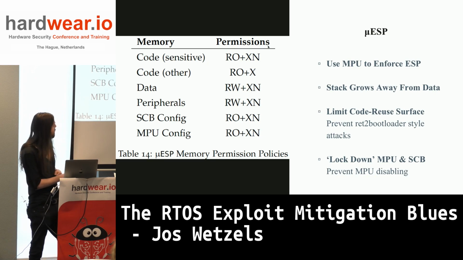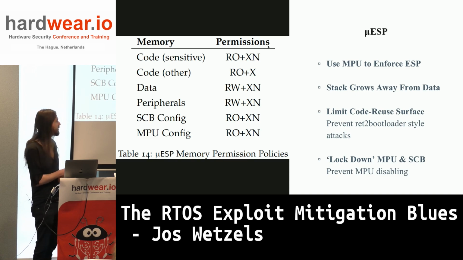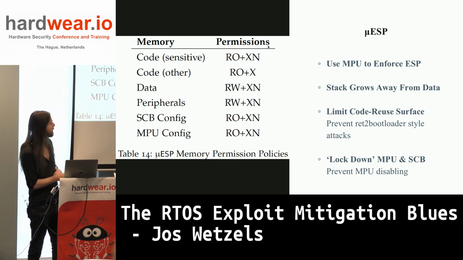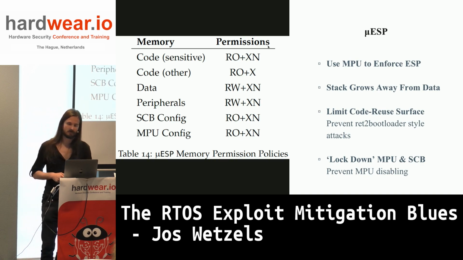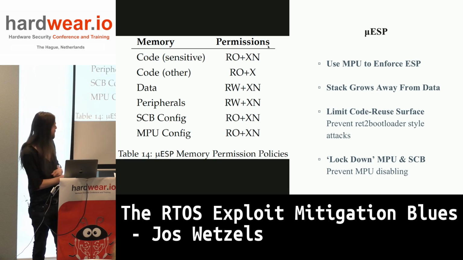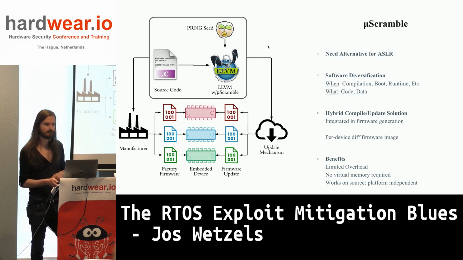It's also important to note that micro ESP limits the code reuse surface, and it does this by making sensitive code that is known to run only once non-executable after it has run. And this is done for code that cannot be relocated by the diversification code, like the bootloader, because otherwise you have statically located sensitive code that might be used as part of a code reuse attack in the return to bootloader style attacks. I also ensure that after all this has run, the MPU and the system control block are locked down to prevent any MPU disabling later on.